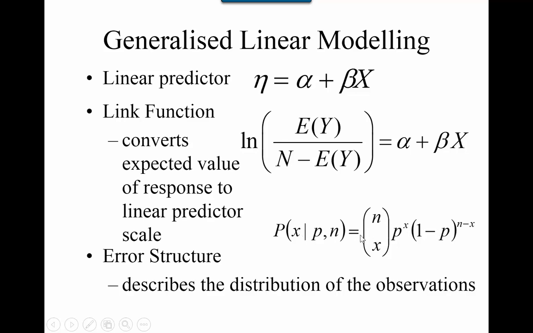gives us the probability of getting any particular value of y, not the expected value. And so given p and n from this equation, we can calculate the probability of an observation of, say, 35 cells bleached, and as a result, we can calculate the likelihood and then also fit our model.